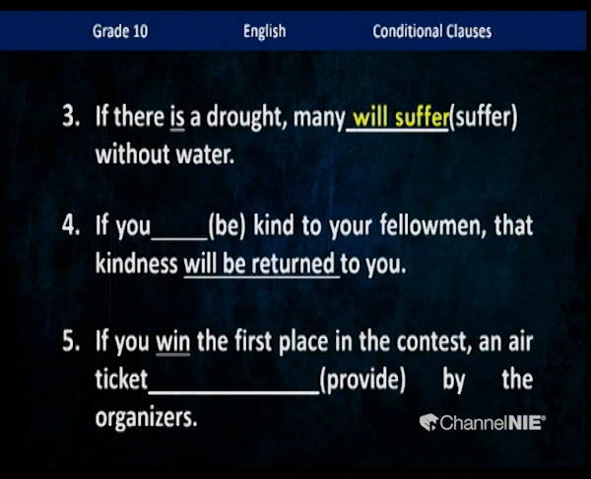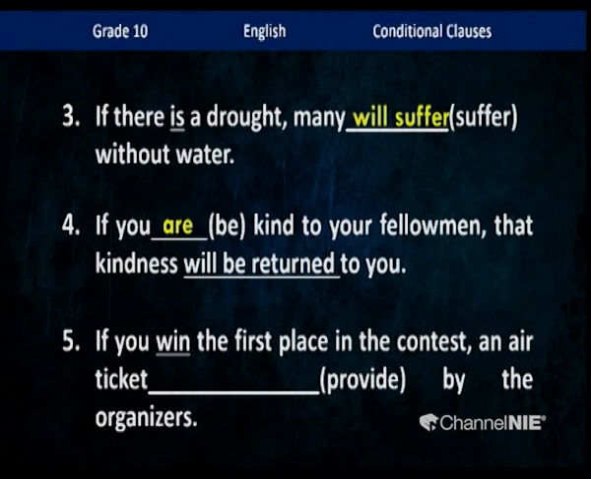If you, now the be verb there, kind to your fellow men, that kindness will be returned to you. So we get the main clause, the result, will be returned. Then you know what is the if clause? Yes. Simple present. If you are kind to your fellow men, that kindness will be returned to you. Yes. Remember, when be verbs are there, for the present tense, am, is, are should be used.